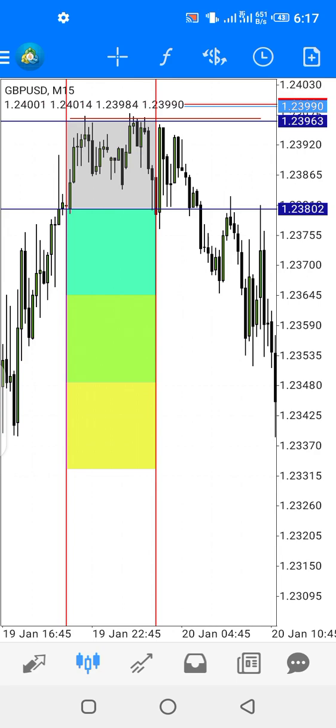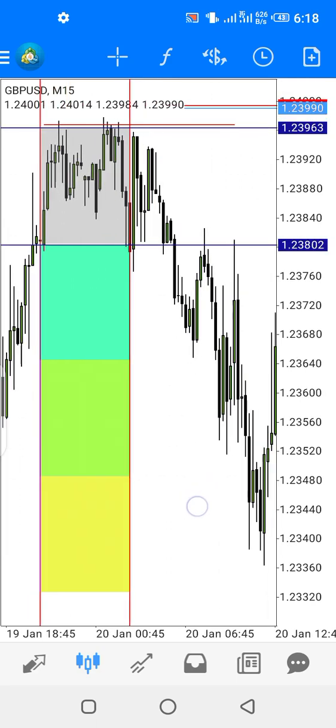On monthly, weekly, daily, and 4 hour time frames, you look for where the liquidity is, you come down to a lower time frame, you find it, then you aim for it. It's something that is very easy to understand.